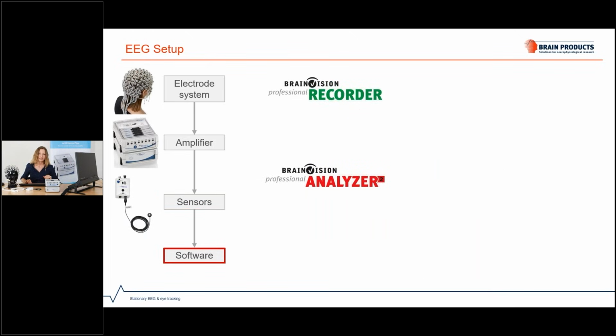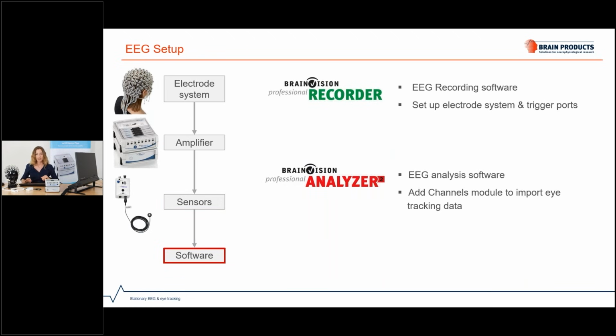Okay, and then finally, to complete our EEG setup, of course, we also need software. For recording, we use BrainVision Recorder, and for the analysis, we'll use BrainVision Analyzer. You will see both of those later, and Analyzer in more detail, because here is also where we're going to merge the eye tracking and the EEG data.